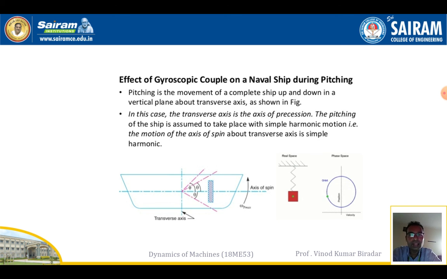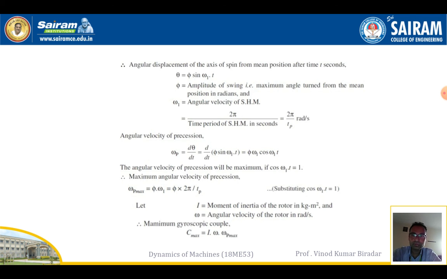In this case, the transverse axis is the axis of precession. The pitching of the ship is assumed to take place with simple harmonic motion, that is, the motion of the axis of spin about the transverse axis is simple harmonic. So the complete ship moves up and down about some axis, which is called the transverse axis, the axis of precession. Some formulas are generated here, but they are not required while solving the problems.